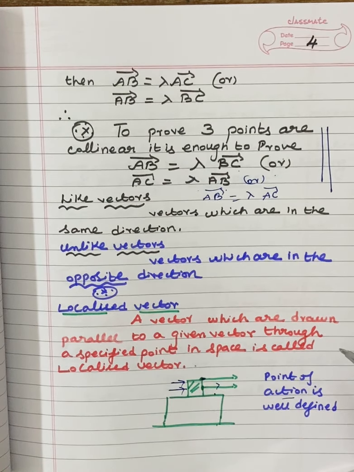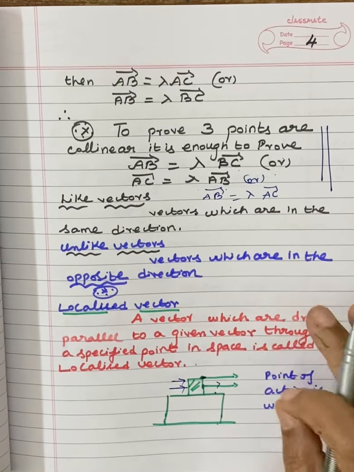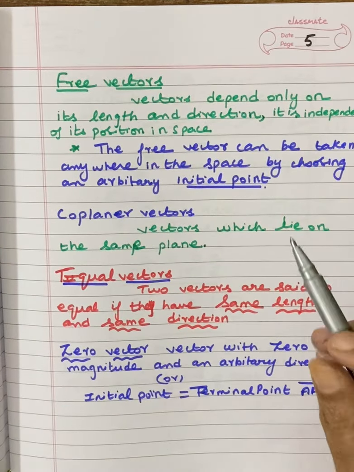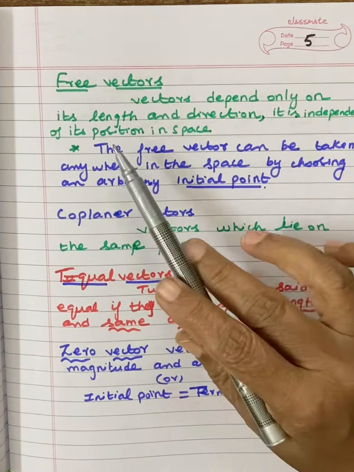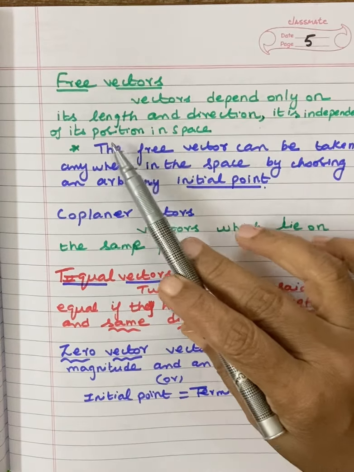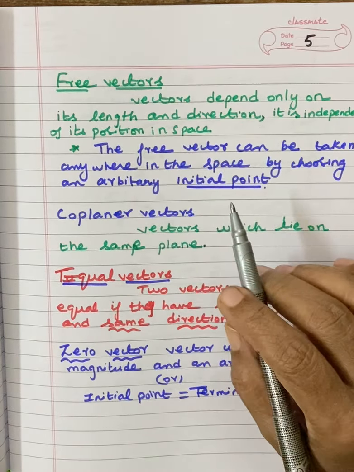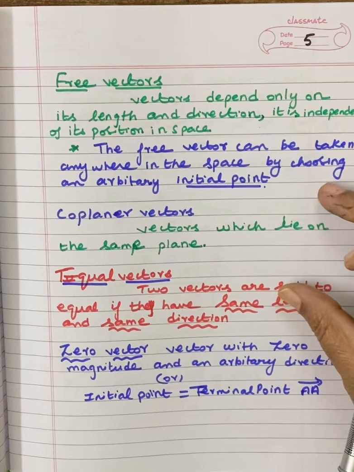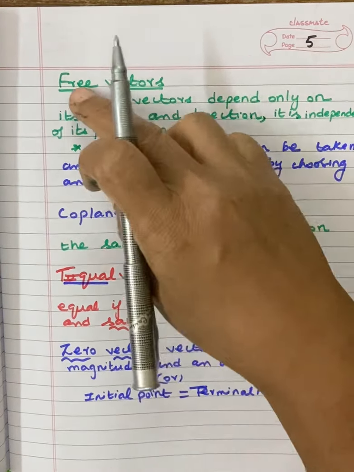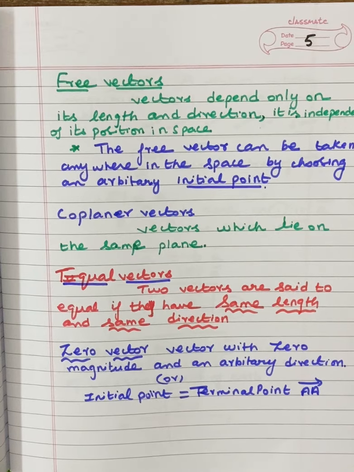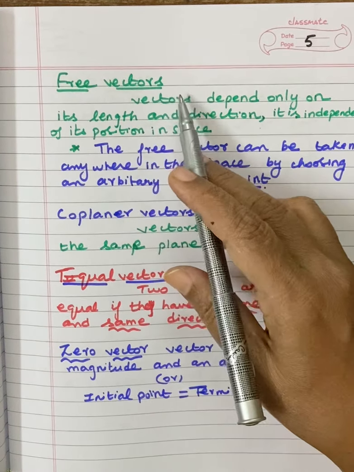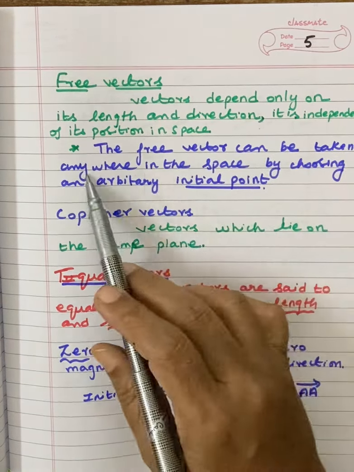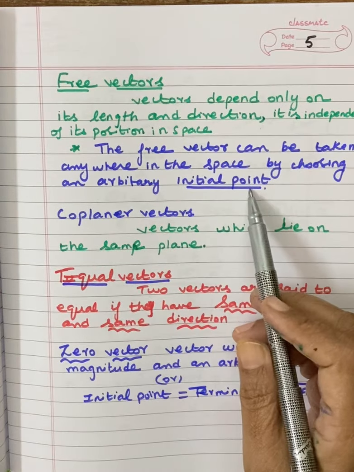Most of the problems in our syllabus do not use localized vectors. We usually use free vectors. So what are free vectors? Vectors depend only on the length and the direction, and are independent of their position in space. I can shift the line anywhere, maintaining the same length and the same direction. That is called a free vector. In the 11th standard syllabus, we fully use free vectors unless they specify otherwise. Free vectors can be taken anywhere in space by choosing an arbitrary initial point.